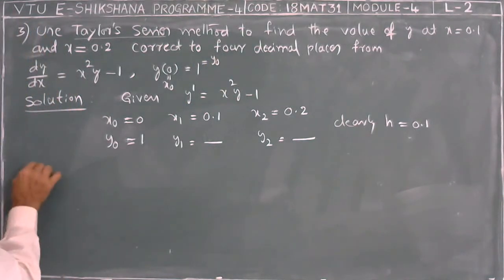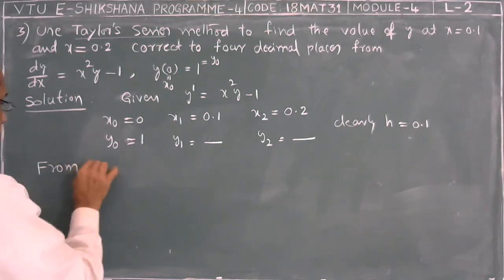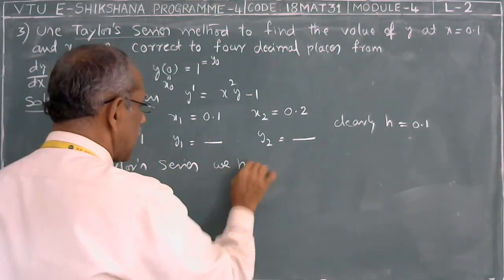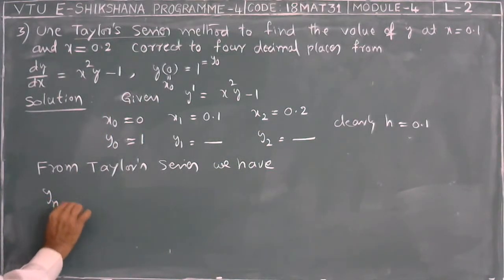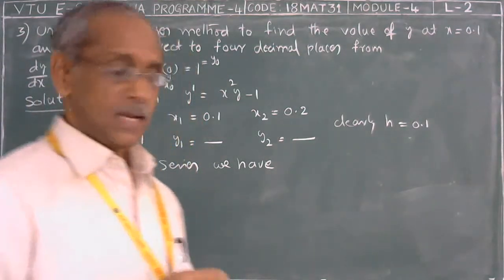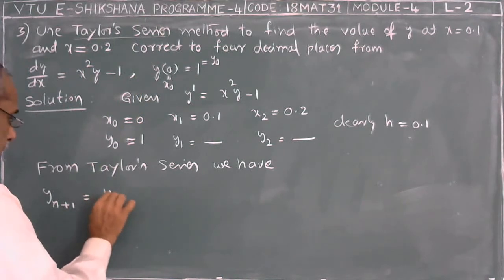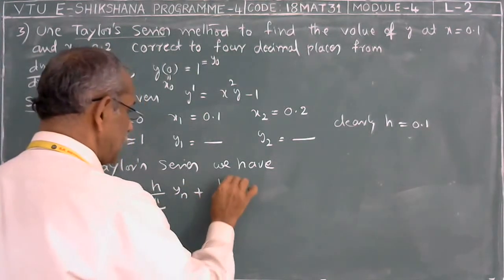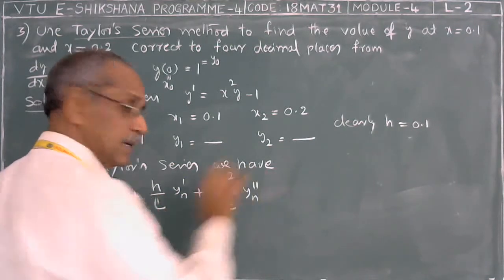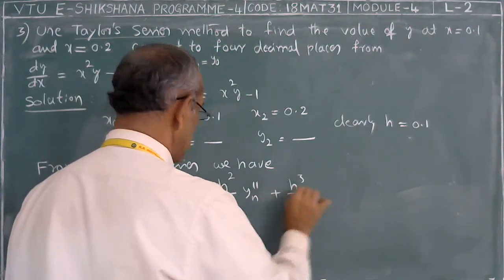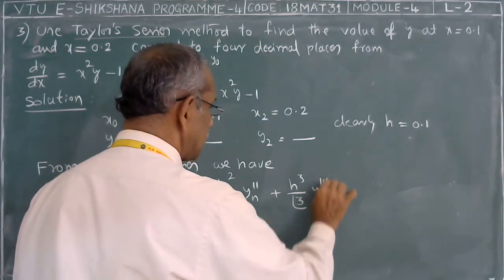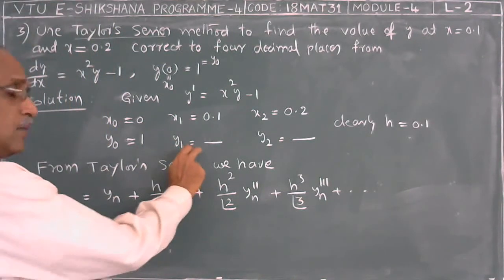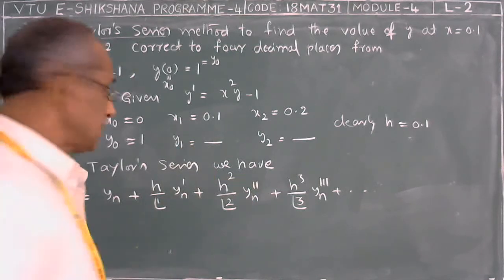So from Taylor series we have y(n+1), that is the value of y at x is equal to x(n+1). So y(n+1) is yn plus h divided by factorial 1 into yn dash plus h square divided by factorial 2 into yn double dash plus h cube divided by factorial 3 into yn triple dash and so on, for n is equal to 0, 1, 2, 3, etc. So I need to calculate y1 first. So y1 or y2, whatever it is, it involves derivatives. So let me find all the derivatives.